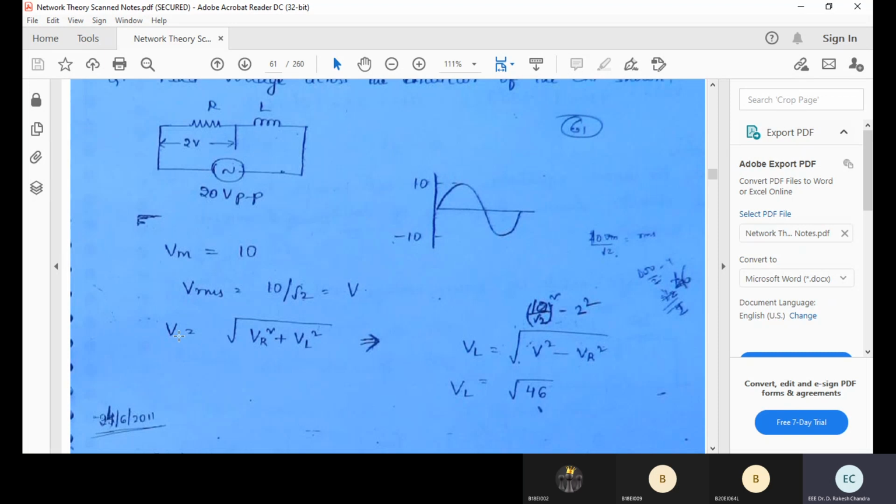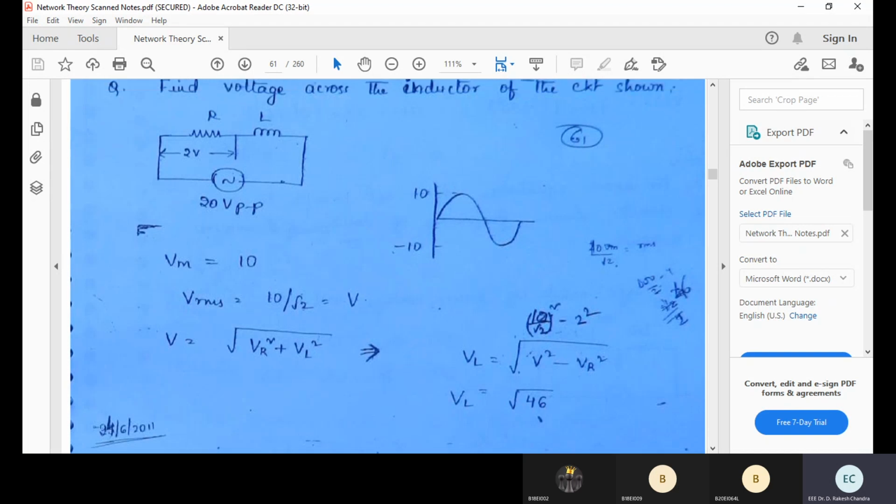Your V is equal to VRMS, which is 10 by root 2, which is equal to root of VR square plus VL square. From that, if you calculate, you will get VL is equal to root of 46. You just calculate. Do you understand this problem? Or shall I repeat?